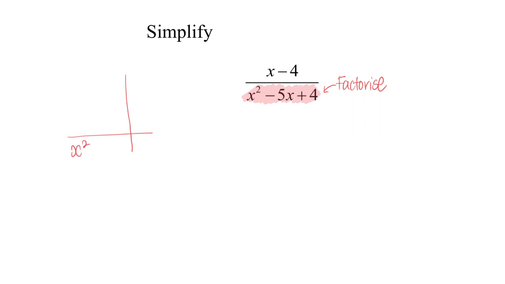I have my x squared here. X times x will give me my x squared. My 4, well, 4 I could have 1 times 4, 2 times 2. Which pair will enable me to get a 5? Yes, 1 times 4.